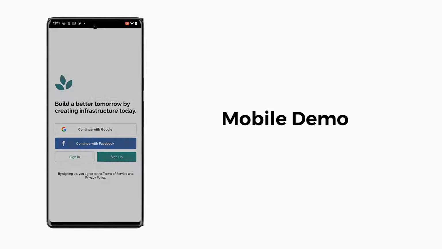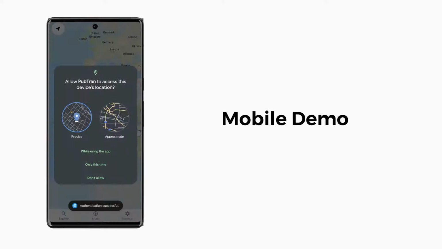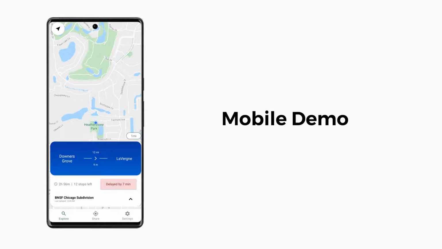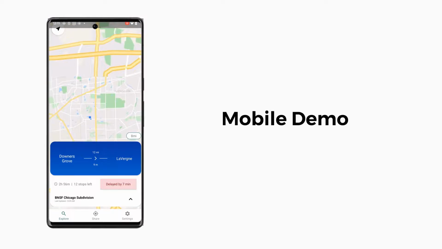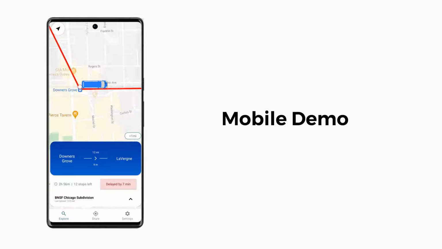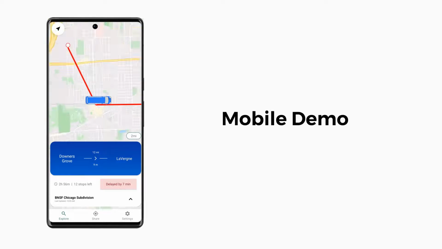I'll begin by creating an account with Google, and I'll select my account. And I'll allow my location, and as you can see, it snaps to my location. And I'm going to pan out a little bit so you can see the vehicles in the area. This is a train. The route is represented by the red line, and the stops are represented by the white dots, as you can see if I pan out a little bit.